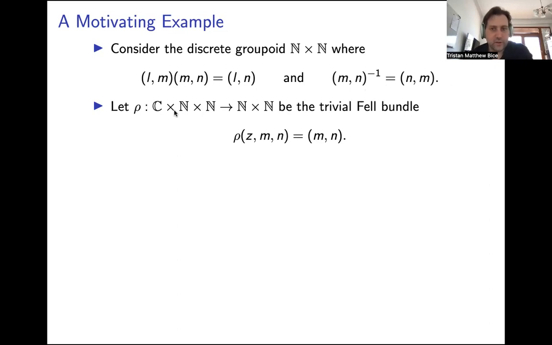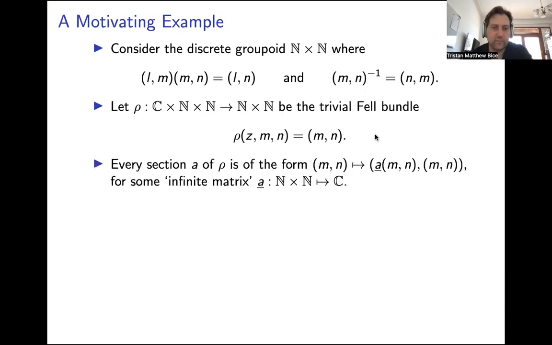In particular, we can look at a trivial Fell line bundle over this groupoid, right? So we just look at the product with C, the usual product topology, and look at the canonical projection of this double or triple product to N times N, explicitly defined like so. Then you consider sections of this Fell line bundle, and you see that what we're really dealing with is some kind of infinite complex valued matrices, right? Every section has to be of this form, where the A underline here is exactly like I said, some function from N times N to C, which is really just an infinite matrix, right?